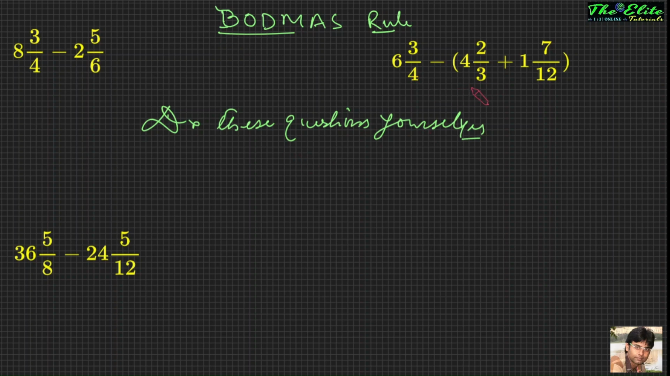So here, the key we will be using is 6 whole 3 by 4. We will first remove the bracket, isn't it? So it will give you 4 2 by 3 minus 1 whole 7 by 12. Now the floor is yours. You can solve this very easily, isn't it?